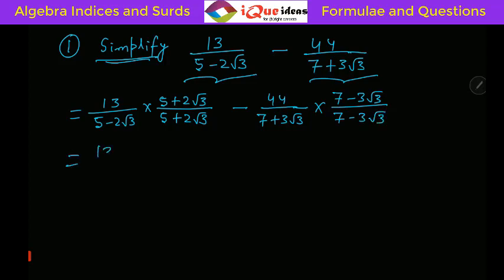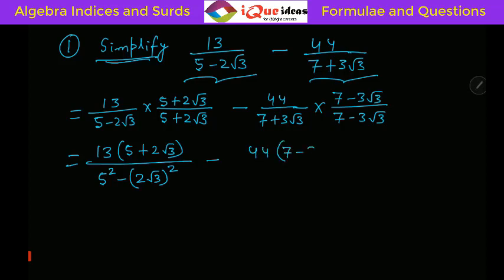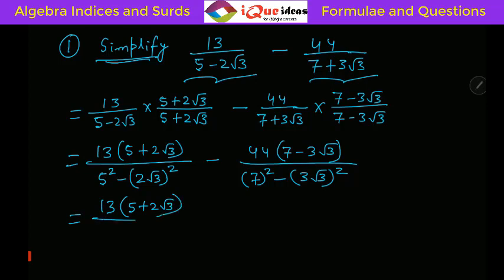Now the first one becomes 13 multiplied by 5 plus 2 root 3, right? Don't open the bracket as of now. In denominator it will be 5 square minus 2 root 3 square, alright, minus. Here the second part, 44 into 7 minus 3 root 3 will be the numerator. Denominator will be 7 square minus 3 root 3 square, alright. Now let's see. Now this is 13 into 5 plus 2 root 3 whole divided by 5 square is 25, 2 square is 4 into 3, 12. So minus 12 minus, second one is 44 into 7 minus 3 root 3 divided by 7 square is 49 minus 3 root 3 square.